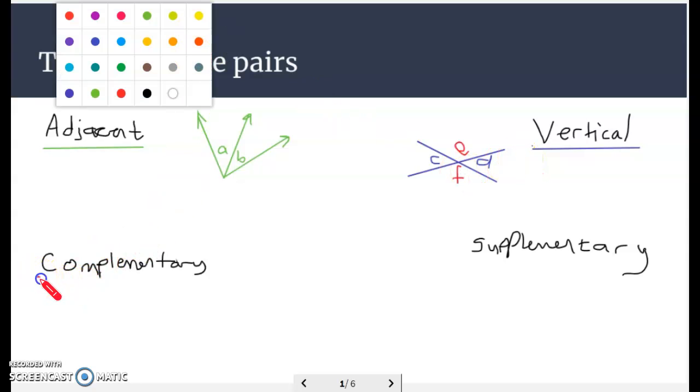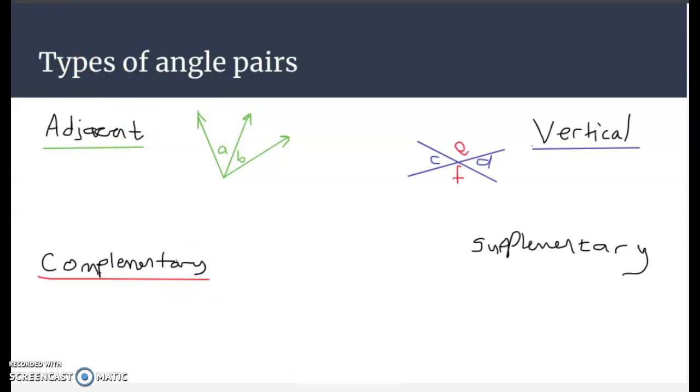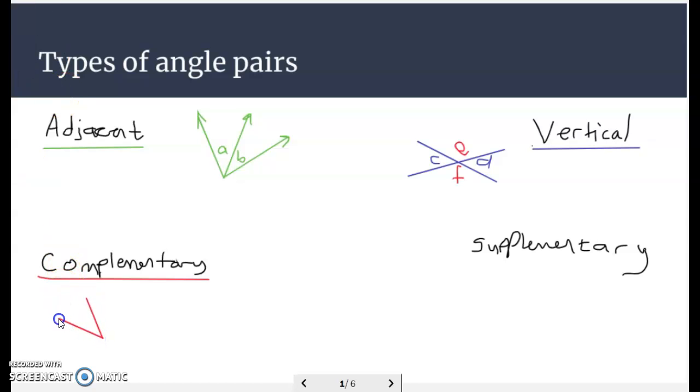Brings us to complementary angles. Complementary, whenever you see the word complementary, I want you just to think of 90 degrees. Alright, I didn't draw it exactly, but let's say this angle was 30 degrees. This angle was 60 degrees. 60 plus 30 makes 90. Those angles are, in fact, complementary.